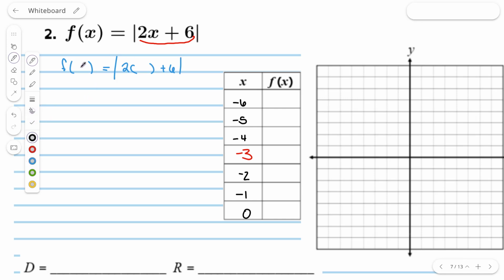And so I'm going to plug in a negative 6 to begin with. So 2 times negative 6 is negative 12 plus 6. And so that's going to be the absolute value of negative 6, which is 6. And so I'm going to check out my next one. So when I have it at negative 5, negative 5 times 2 is negative 10. Negative 10 plus 6 is negative 4. Absolute value of that is 4.